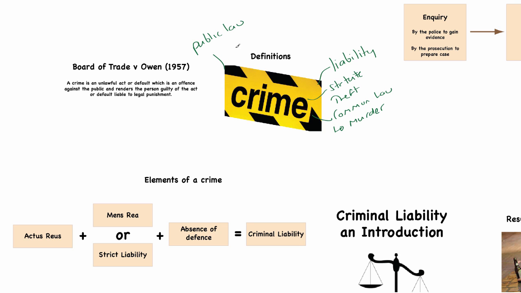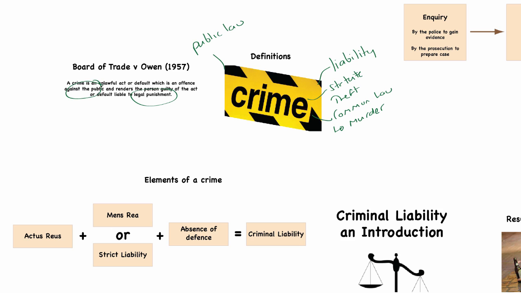The next thing to look at is the concept that crime is a public law issue. The best way to explain that is to look at something that was said by the judge in a case known as Board of Trade versus Owen in 1957. In that, the judge says that a crime is an unlawful act or default, which is an offence against the public. So that's the first thing, it's an offence against the public, and renders that person guilty of the act or default liable to legal punishment.